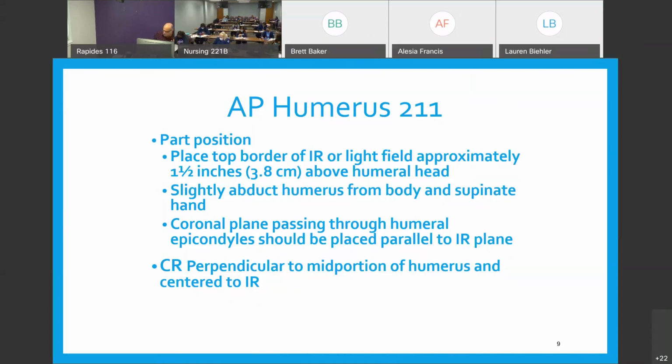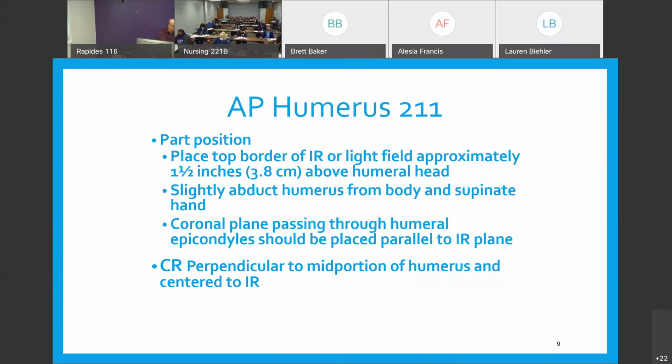Y'all see where it's at in the book on page 211 under position of part, the second bullet. It says figure 5.1 illustrates the body position used for an AP projection of a freely movable arm. The body position, whether oblique or facing towards or away from the IR, is unimportant. It doesn't matter what you have to do to the patient to get the arm in position, as long as the epicondyles remain what? Parallel.